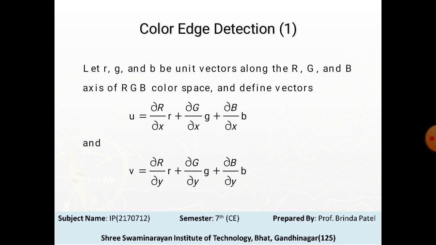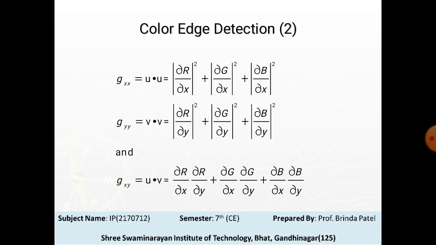Let r, g and b be the unit vectors along the RGB axes of RGB color space, and define the vectors u equal to del r upon del x r plus del g upon del x g plus del b upon del x b, and the same for v. So let the quantities gxx, gyy and gxy be defined in terms of the dot products of these vectors as follows.